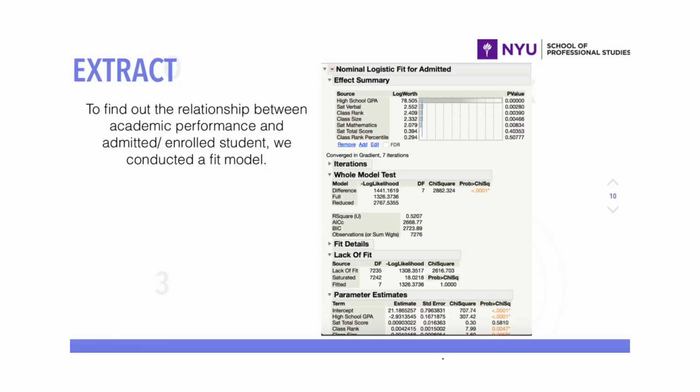To figure out the relationship between academic performance and the admitted students, as well as academic performance and the enrolled students, we first conduct a fit model. We use enrolled and admitted as a dependent variable and put 7 variables into model effects. The first part is to analyze admitted students. The graph shows the result.